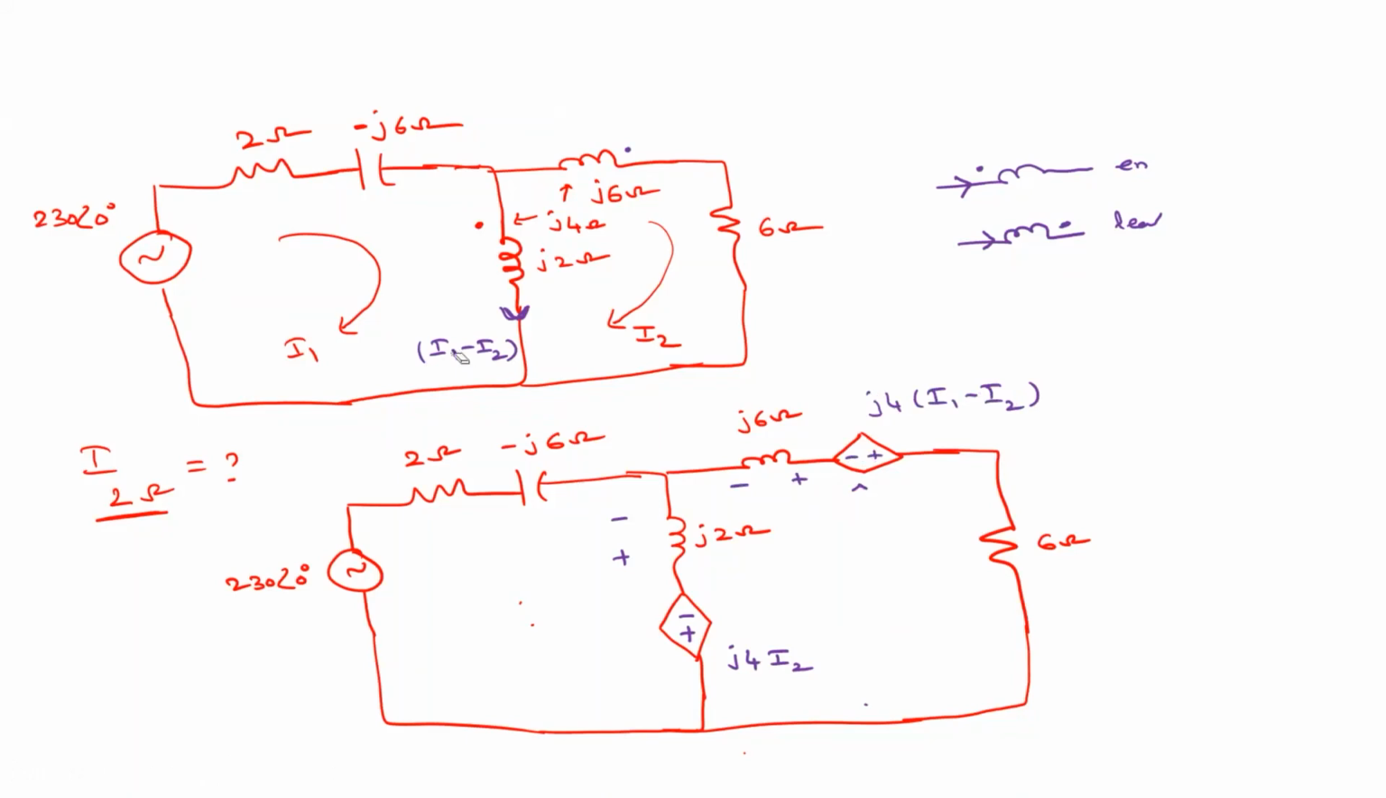Remember, this is how you consider it, so don't be confused. For example, I consider here the net current flowing through this branch: I2 minus I1. Is the current entering or leaving the dotted terminal? Leaving. That means this will be minus and this will be positive. What is its magnitude? j4 times (I2 minus I1). Both are the same. Agree? So no confusion.